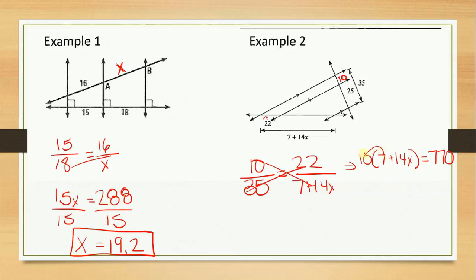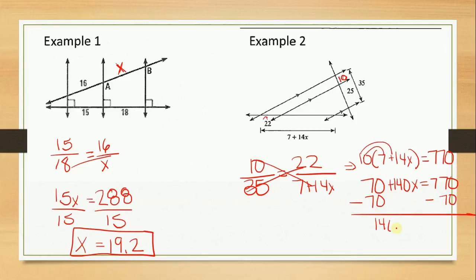So I will distribute the 10 in, so I can get 70 plus 140x equals 770. Looks like I need to subtract 70, excuse me. So I got 140x equals 700. Looks like I gotta divide by 140. So x equals 5, it looks like. X can equal 5.